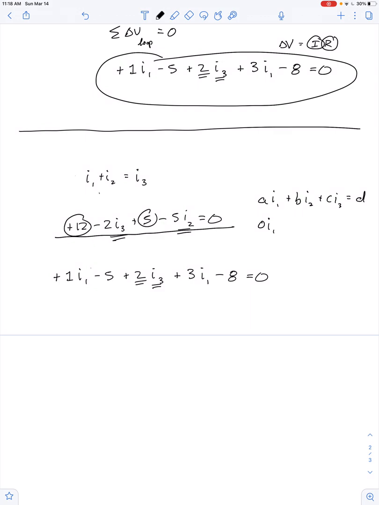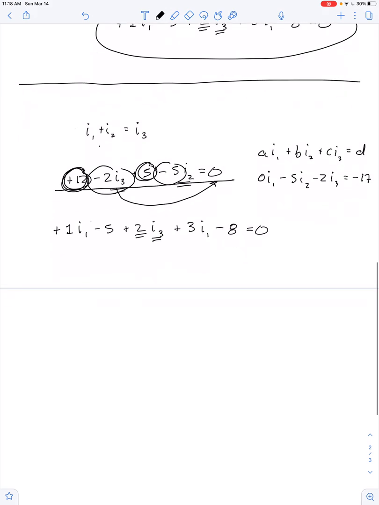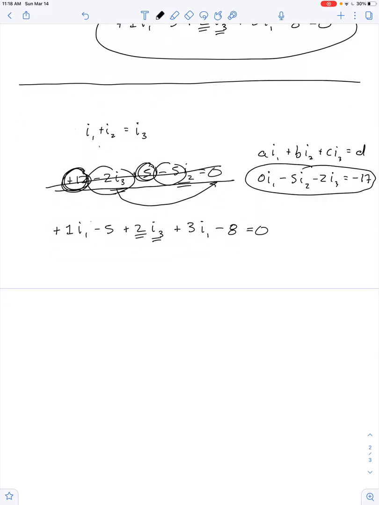Then I've got a negative 5 I2, so minus 5 I2. And I've got a negative 2 I3, so minus 2 I3. And then, let's see, positive 12 and positive 5 on this side of the equation would be positive 17. If I brought that to the other side of the equation, this would be negative 17. I like that better. So let's get rid of this and keep this as our second equation.